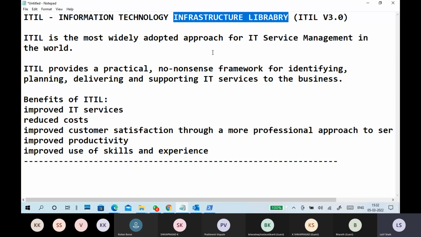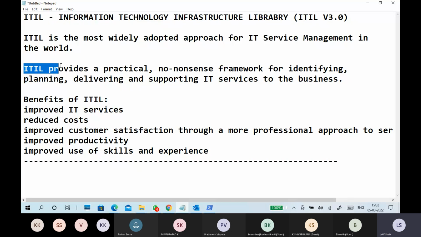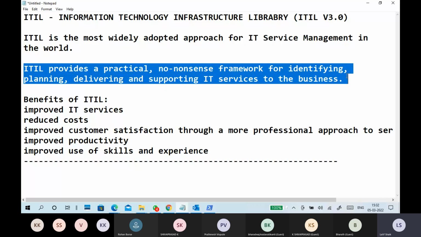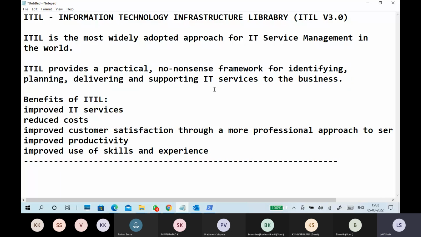It is widely used in IT organizations. A few more points we have to add and discuss. ITIL provides a practical, no-nonsense framework for identifying, planning, delivering, and supporting IT services to the business. The benefits of ITIL are that whenever you use ITIL, you improve IT service, reduce cost, improve customer satisfaction, improve productivity, and improve use of skills and experience. This is just the ITIL meaning. So what is this ITIL?